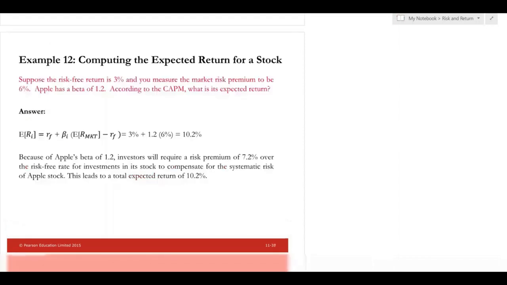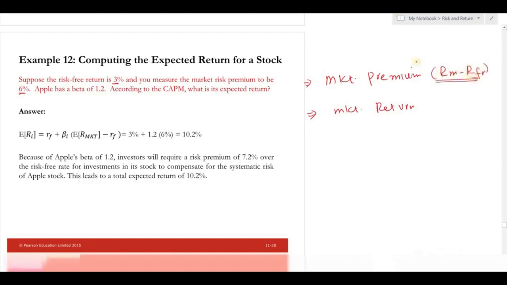Now let's take an example. Suppose that the risk-free rate is 3% and you measure the market premium to be 6%. When I say market premium, there is a difference. You need to remember these two words, market premium and market return. When I say market premium, it means the answer is already for this part of the equation. Okay. So that is 6%.